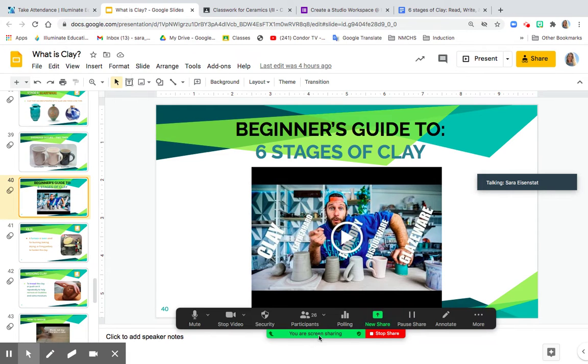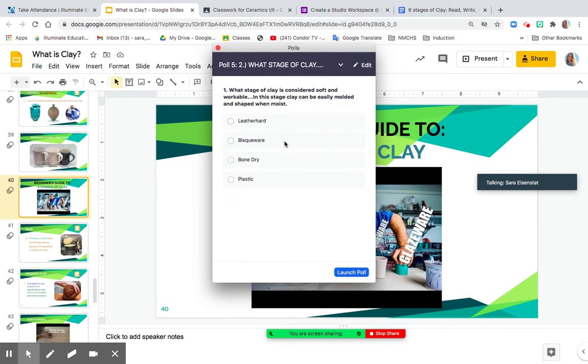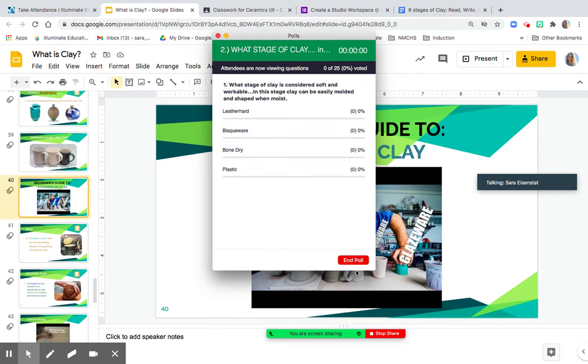So let me ask you a couple more questions. Let's test your knowledge from yesterday. Okay, what stage of clay is considered soft and workable? In this stage, clay can be easily molded and shaped when moist. Go ahead and answer that question on the poll.